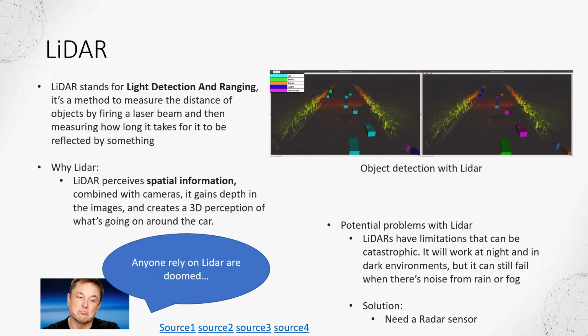LiDAR is a sensor which can measure the distance of objects. Since it can gain the depth of an image, if we combine LiDAR with cameras, it can create a 3D perception of what is going on around the car. The picture on the top left shows how objects are detected with LiDAR. Just like other sensors, LiDAR has its own limitations. LiDAR doesn't work well in extreme conditions like rain or fog.